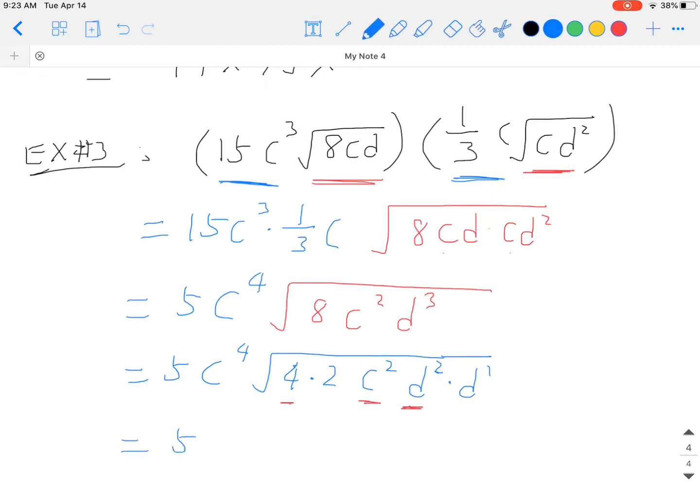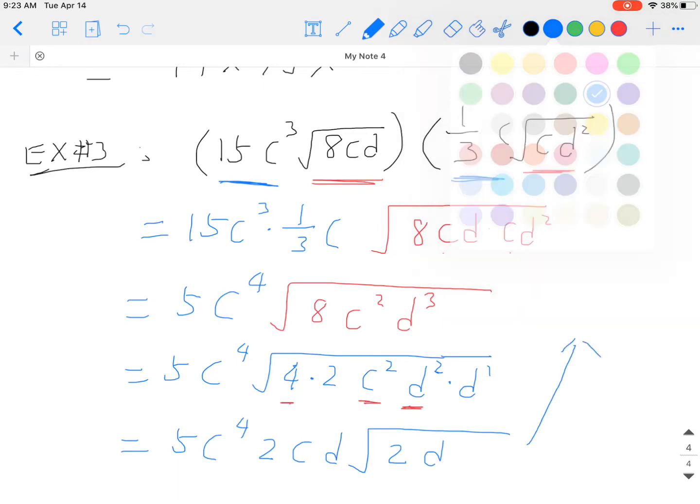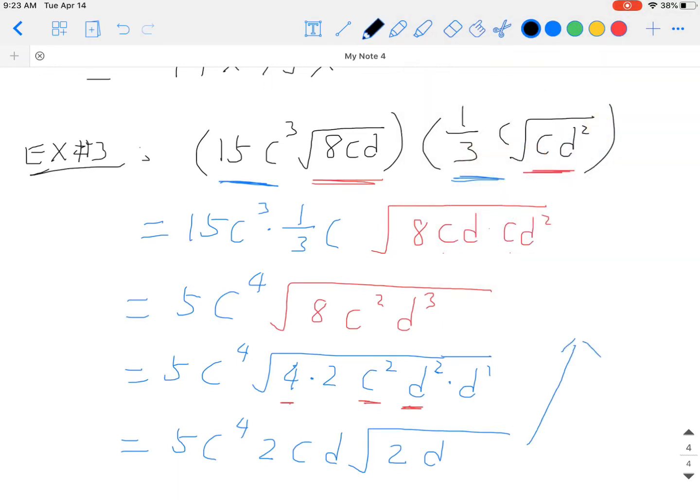So let's continue with 5c to the 4. Radical 4, taken out, is 2. And then c squared, taken out of the radical, is c. d squared, taken out of the radical, is d. And what's left inside is 2d. And when you take this out, you want to complete this. On the outside, 5 times 2 is 10, c to the 4 times c is c to the 5, and then d, radical 2d. That should be the final solution.